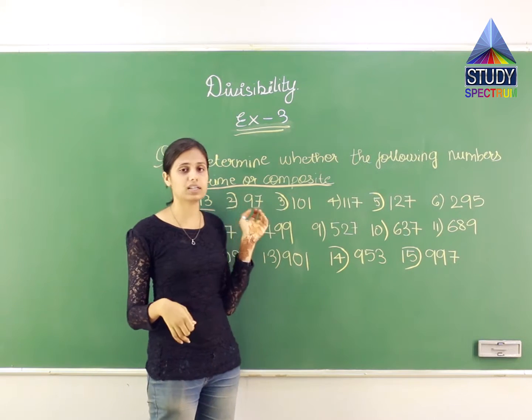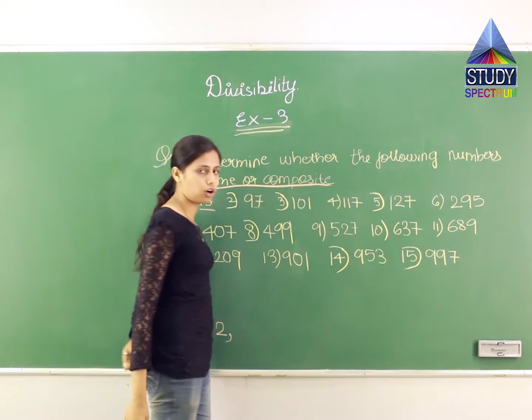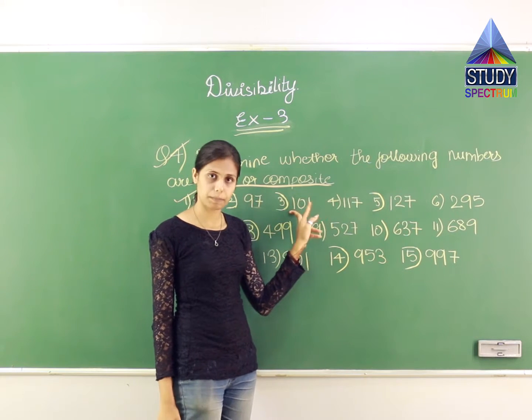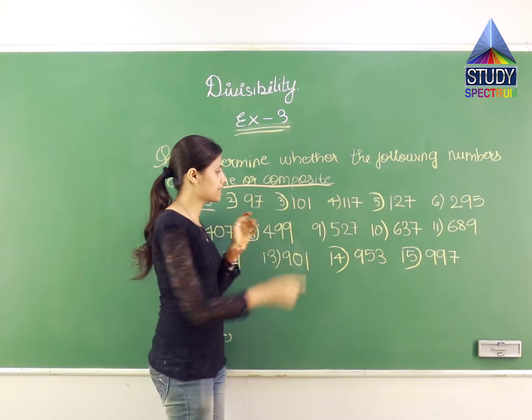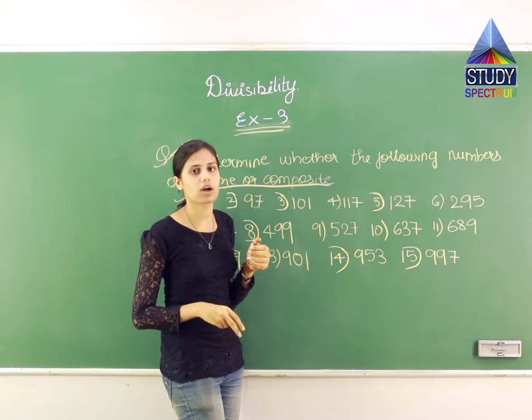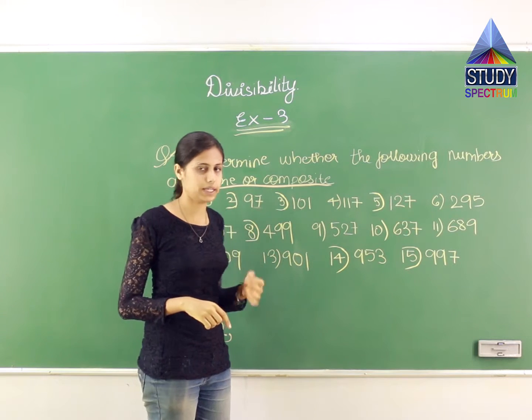You won't get 97 in any of the tables. Now the third, which is 101. 101 is also a prime number. If you check, 1 plus 1 is 2, so it will not come in 3's table because 2 does not come in 3's table. So 101 will also not come in 3's table, right?